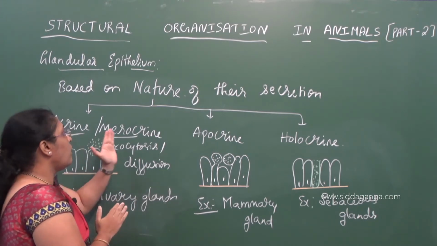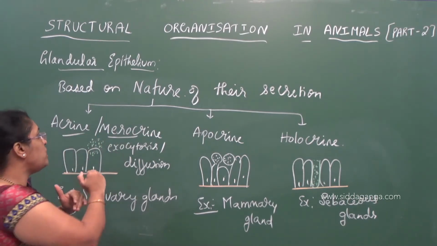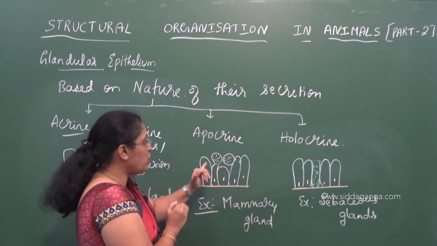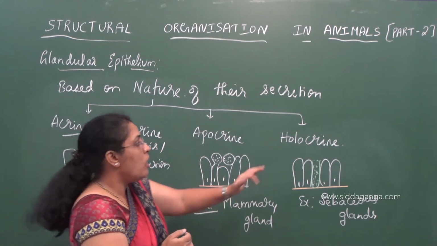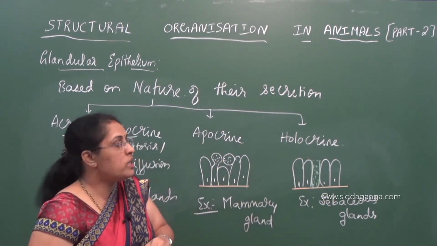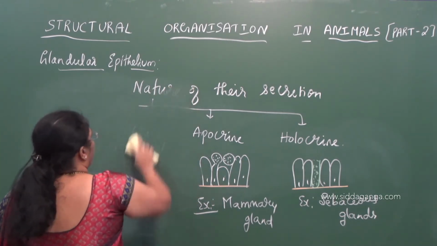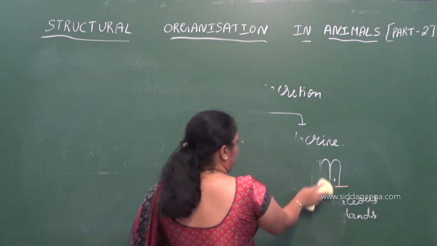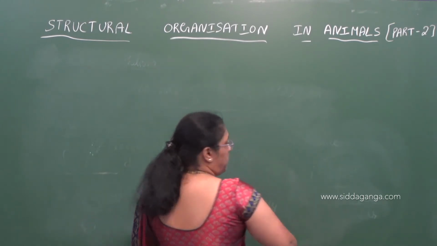So, that is about the glands based on nature of their secretion. We have three types: acrine or merocrine, apocrine and holocrine. In acrine or merocrine, the secretion is released to the surrounding tissue by diffusion or exocytosis, whereas in apocrine gland, the secretion is accumulated in the apical part, then pinched off and shed off into the surrounding tissue. Whereas in holocrine gland, the whole cell with its secretion will shed into the surrounding tissue. That's about the different types of glands based on nature of their secretion. The glandular epithelium can arise from all the three germinal layers.